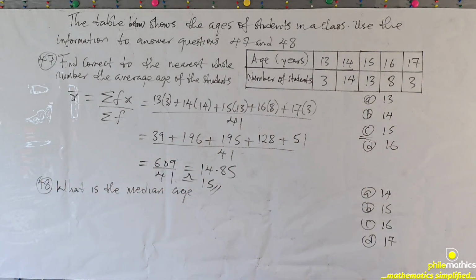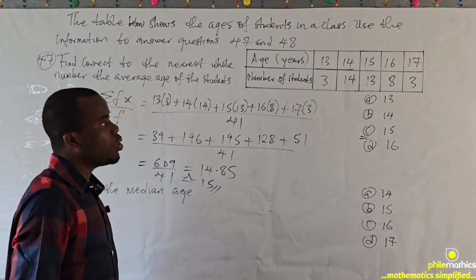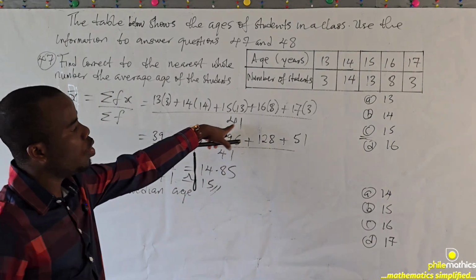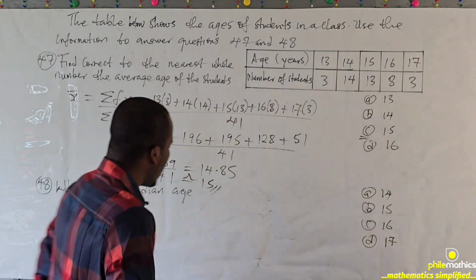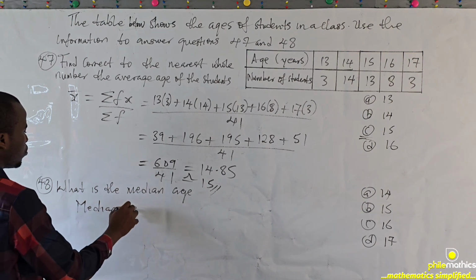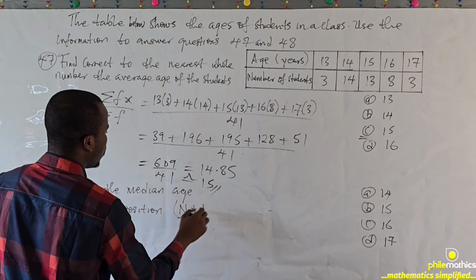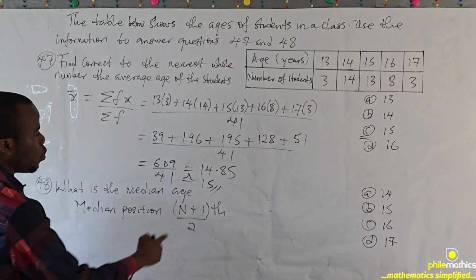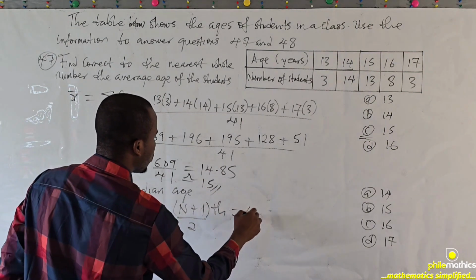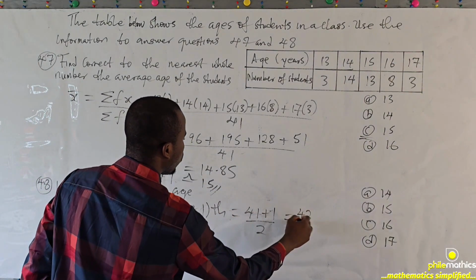For 48, we are asked, what is the median age? To find the median age, we need to find the median position first. And since we have an odd number of frequency, our median position is simply n plus 1 over 2. So what's our n? The number of frequency, 41. So this is 41 plus 1 over 2. This is 42 over 2.